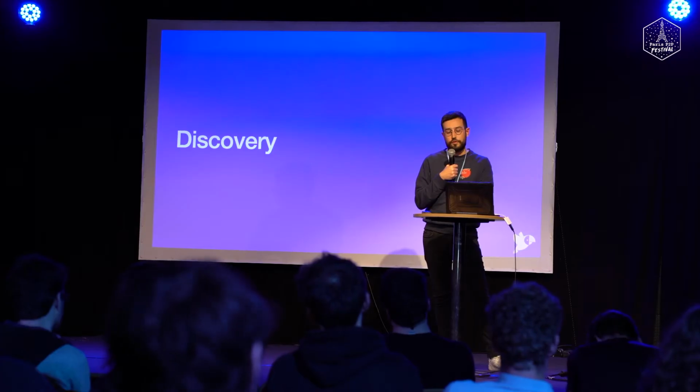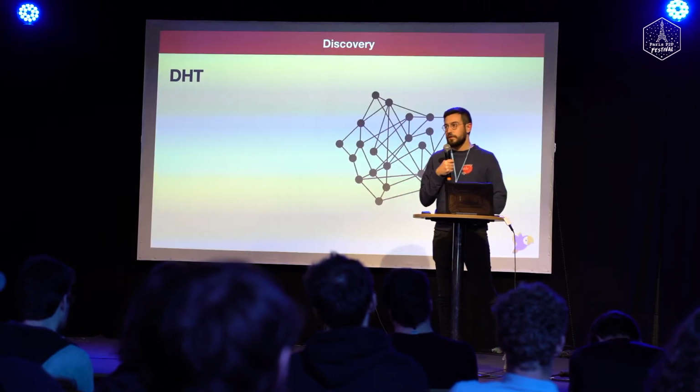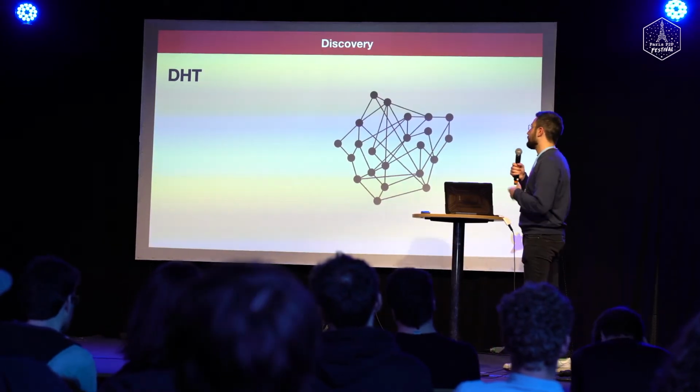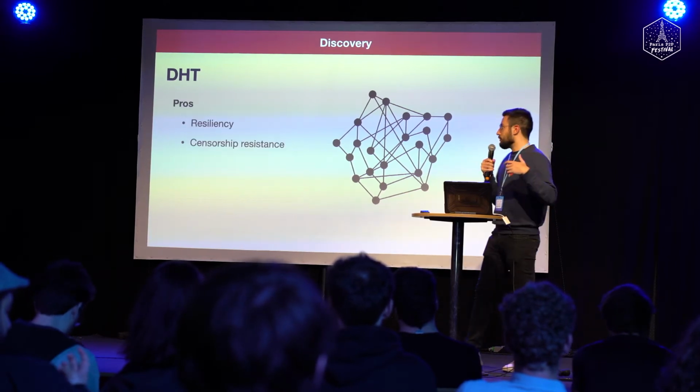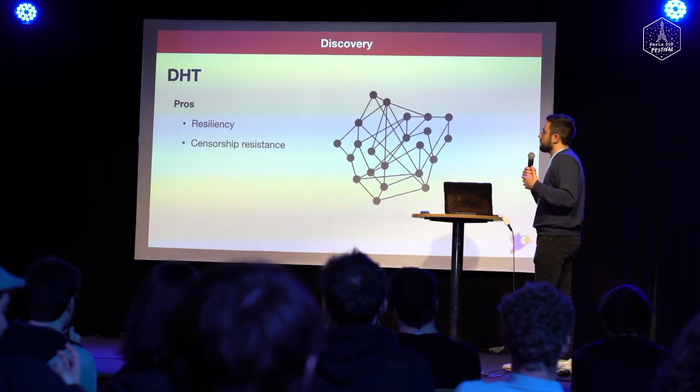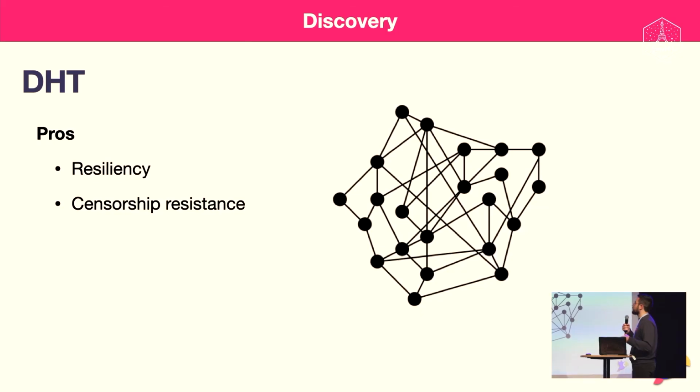Next issue with mobile is discovery. So, the first thing for discovery is DHT. I will explain the DHT more, but the advantage of the DHT, of course, is resiliency and censorship resistance. DHT is huge. It's a huge network. If you want to shut down a DHT, you need to kill all the nodes on the DHT. So it's really resilient.